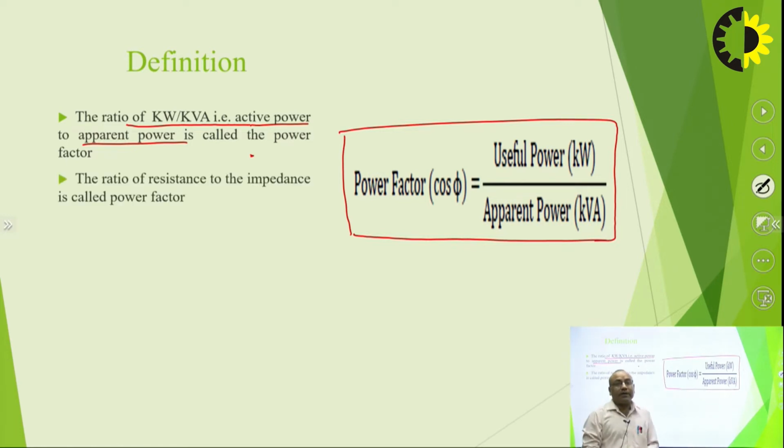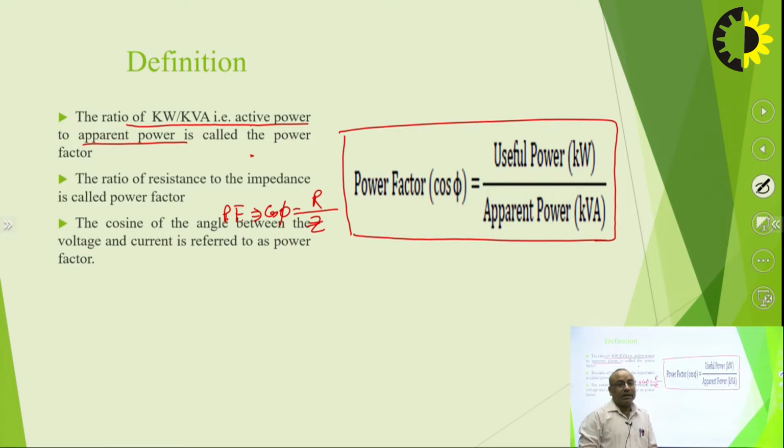Another definition is the ratio of resistance to impedance, which is also known as power factor. We can write power factor is cos phi, as we have already seen in the first definition. This is the ratio of resistance in the circuit to the impedance in the circuit, where R represents the resistance and Z represents the impedance. The ratio of these two is also known as power factor.